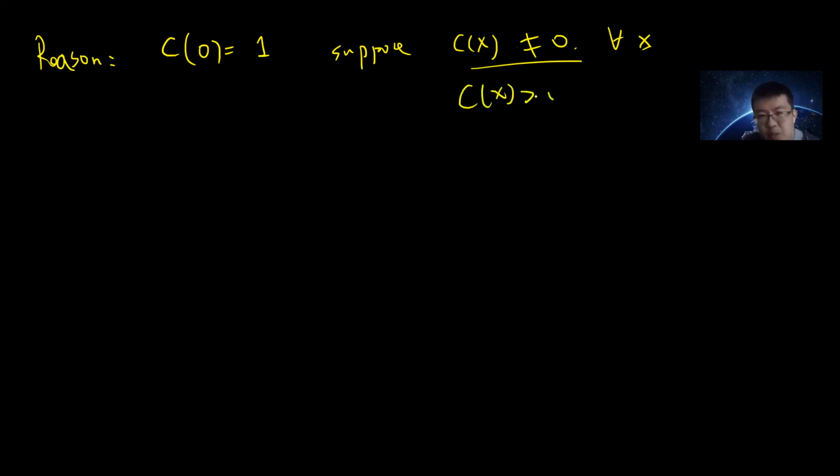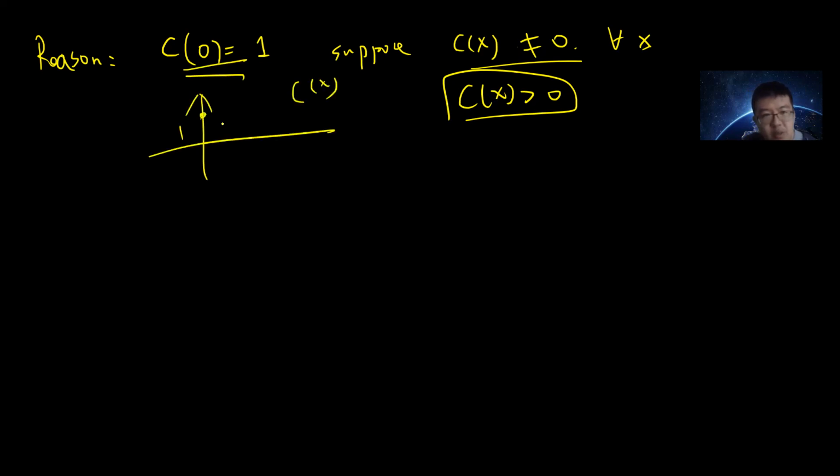Okay. And let me just prove by contradiction. Suppose c of x is non-zero for all x. But c of x is continuous. So if it's non-zero, then it must be always greater than 0, or there's a case that it can be less than 0, but c of 0 is 1, right? So c of 0 is 1, and you guarantee that it's always non-zero. It cannot become negative, so it must be positive when x is greater than 0.